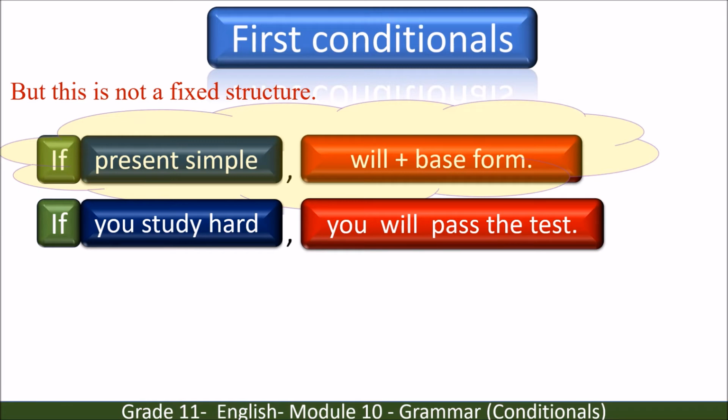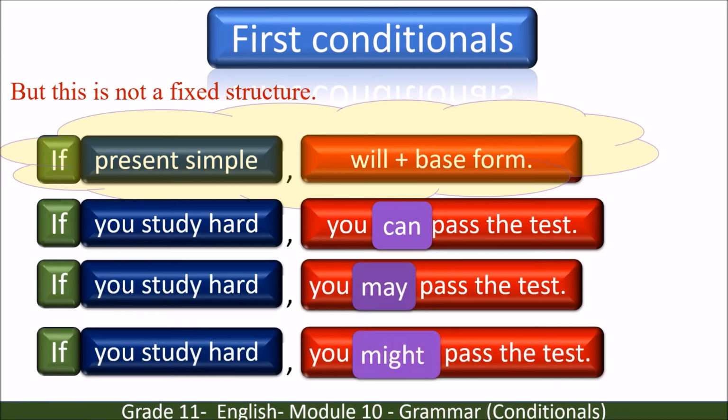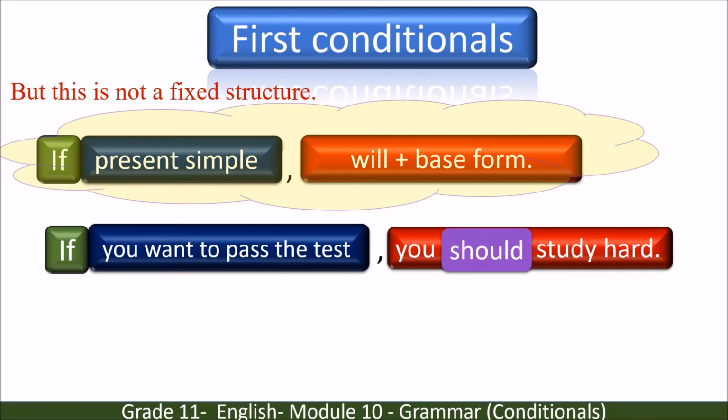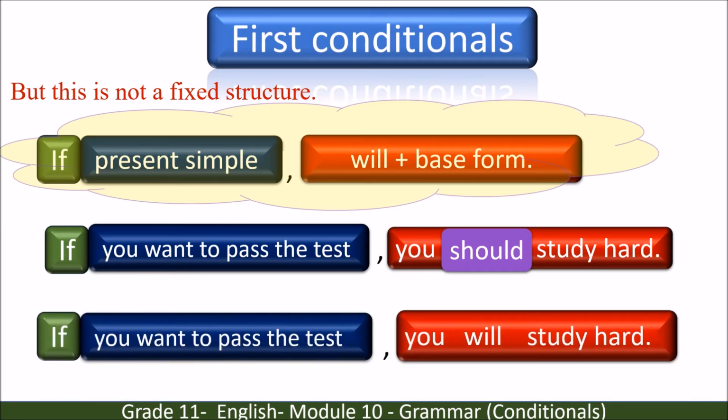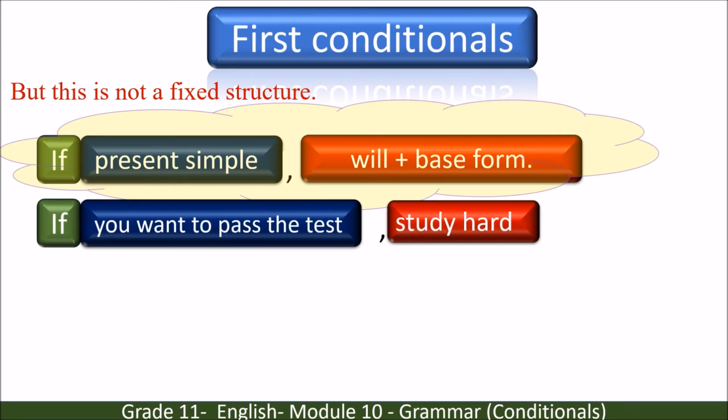I can replace will with can to stress ability, or with may or might if I'm not quite sure. I can also say, if you want to pass the test, you should study hard. In this sentence, I want to give advice. Or I can say, if you want to pass the test, you must study hard, to express obligation. Or I can simply use the imperative form of the verb, as in this example here. If you want to pass the test, study hard.